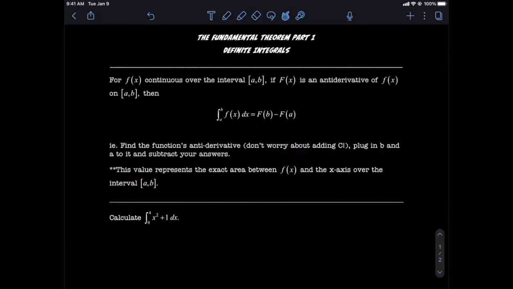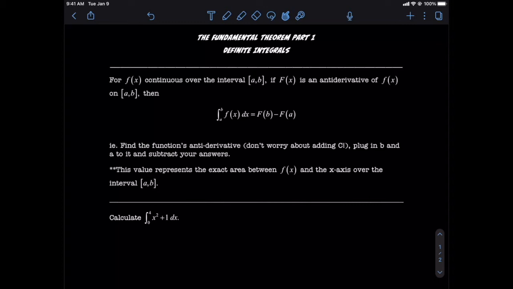Hello there! Today we're going to be talking about calculating the area under a curve using the first part of the Fundamental Theorem of Calculus. Unlike our approximation techniques, which can be cumbersome and unwieldy, this is miraculously straightforward and it finds the exact area.